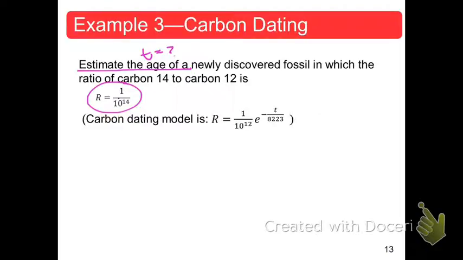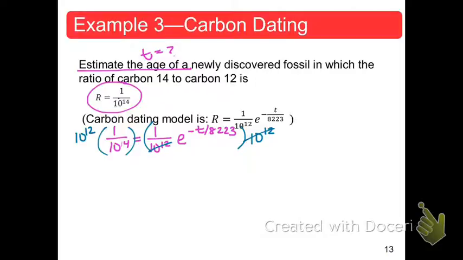So we end up with 1 over 10 to the 14th equals 1 over 10 to the 12th times e raised to the negative t divided by 8,223. Well, remember, we need to solve for t, which is caught in the exponent. So we're going to have to get our exponential piece by itself. So I need to get rid of that fraction at the beginning. Well, I don't like the denominator, so I can multiply by it to get rid of it. And since it has a 1 on the top, that makes it nice because 1 times anything would just be the anything. So I multiply both sides by 10 to the 12th.